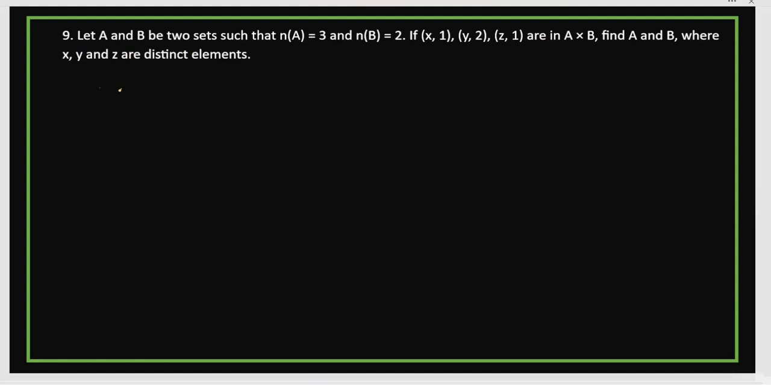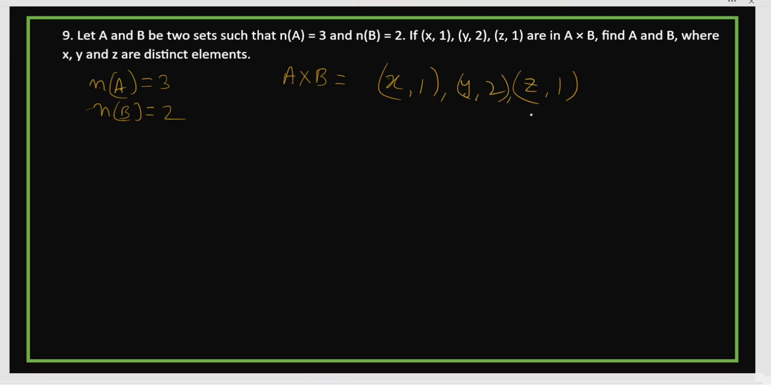See, next question. In this, A and B are two sets. n(A) is given as 3 and n(B) is given as 2. That means the number of elements in this set is 3, and the number of elements in this set is 2. And he is also giving the elements in A cross B: (x, 1), (y, 2), (z, 1). These elements are given. Find A and B. What are the elements in them?